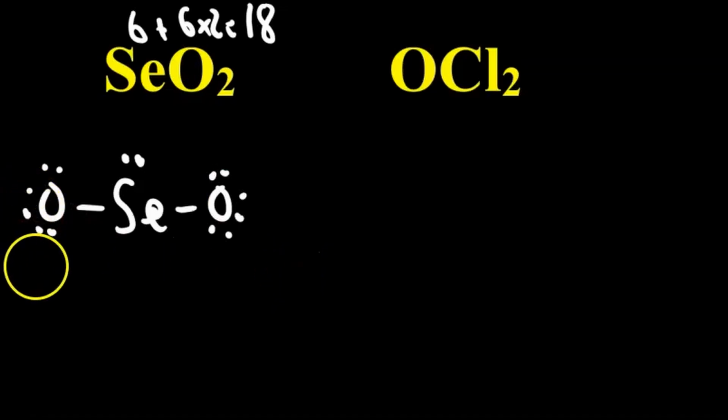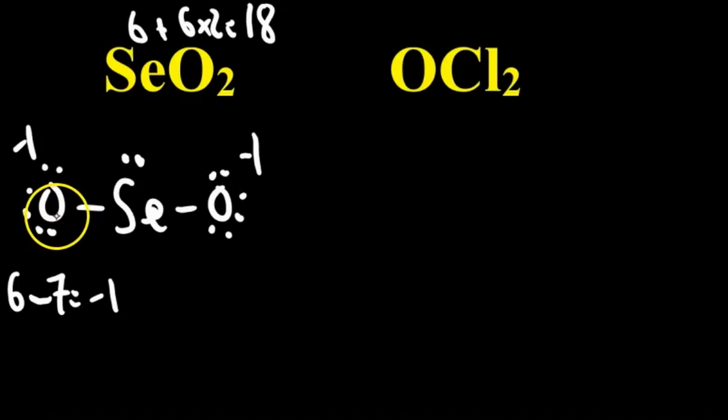Now we'll add the charges, so charge equals the expected minus the owned. We expect there to be 6 electrons on oxygen based on the periodic table. It owns 1, 2, 3, 4, 5, 6, and then 1 in the bond is 7. So that's -1. Same thing, this oxygen would be -1. And then selenium, we expect there to be 6. It owns 1 from each bond, that's 2, plus these 2 here, so 4, so 2. So its charge is +2.